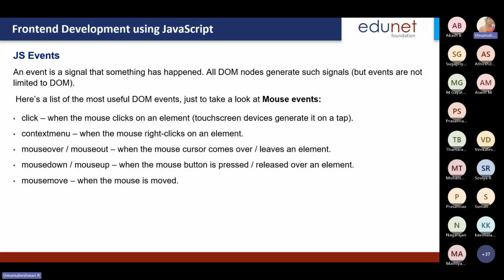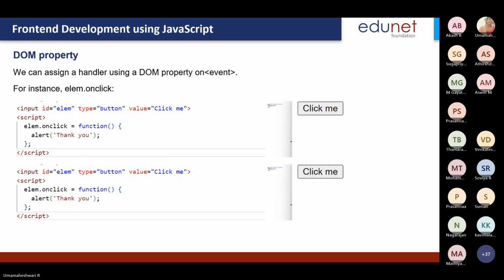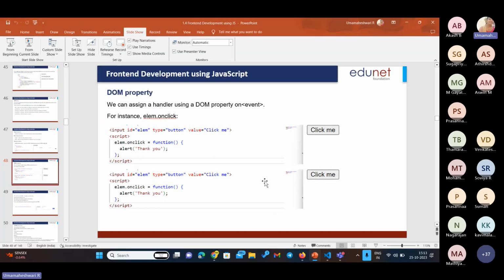And இப்போ clipboard events, copy paste பண்றோம் இல்லையா, ஸோ அதுக்கான events இருக்கு. So we have multiple events. So multiple events வந்து நல்லா தெரிஞ்சிக்குவோம். Events and event handler. So keyboard events like key down, key up, form events, submit, focus, document events like document content loaded. Okay, let's see some examples on this.